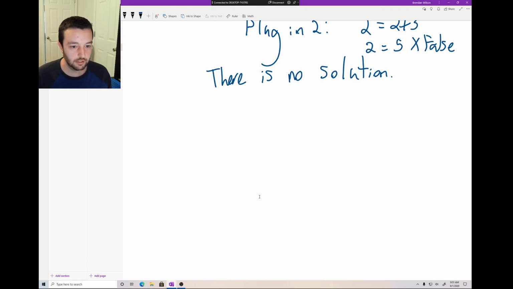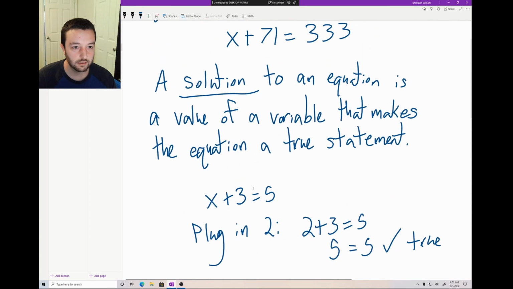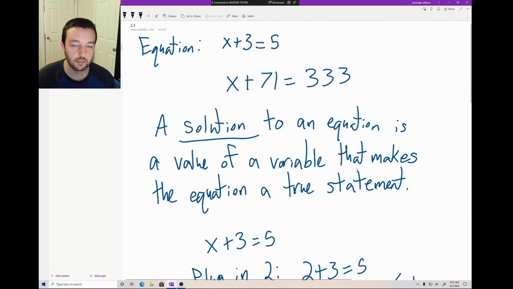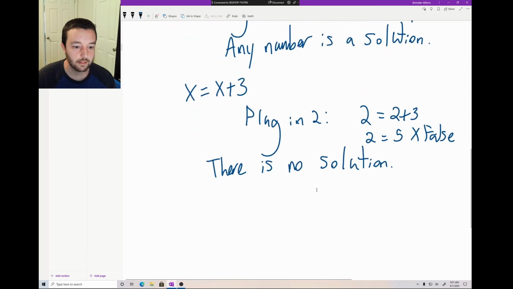So this is how we check if something is a solution, right? We just put it in and see if the statement is true. But how do we come up with that number in the first place? What if we don't know what the solution is and we just need to figure it out? Like back in this one, x plus 71 equals 333.